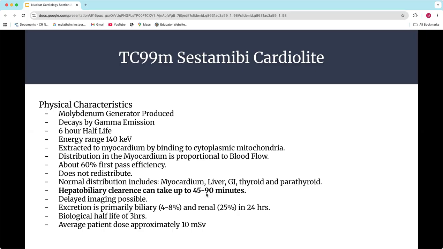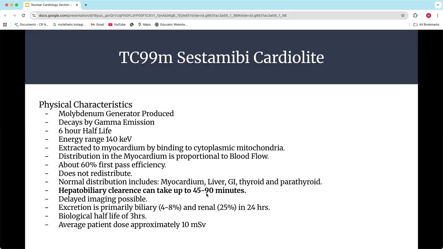Hepatobiliary clearance can take 45 to 90 minutes. What does that mean? When you give that, it's going to go to that heart muscle, but it tends to also be attracted to GI, which is your stomach, bowel, and then also your liver. Okay, so it's going to be in there. And it takes about 45 to 90 minutes to clear. Now, I mentioned we don't have redistribution from the cardiac tissue. So once sestamibi gets into the cardiac tissue, it's going to stay, which is awesome.